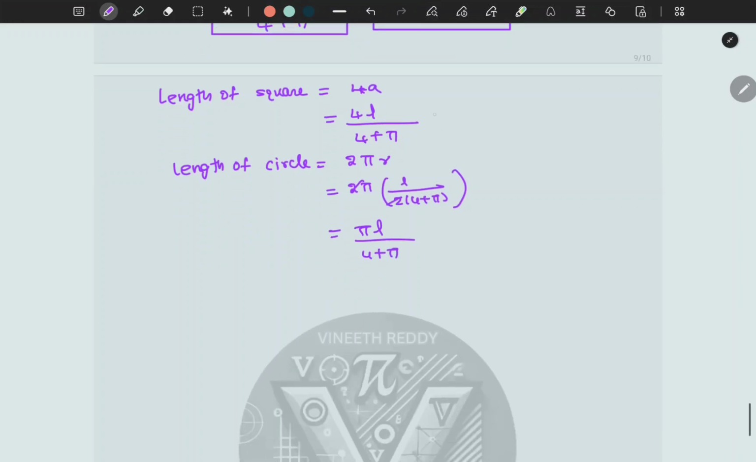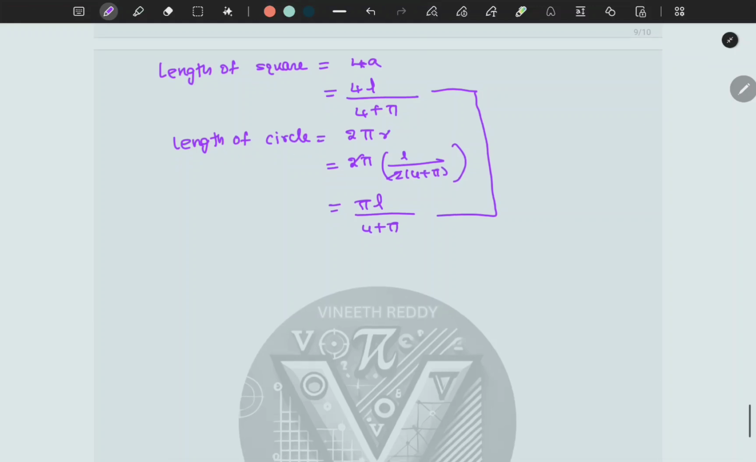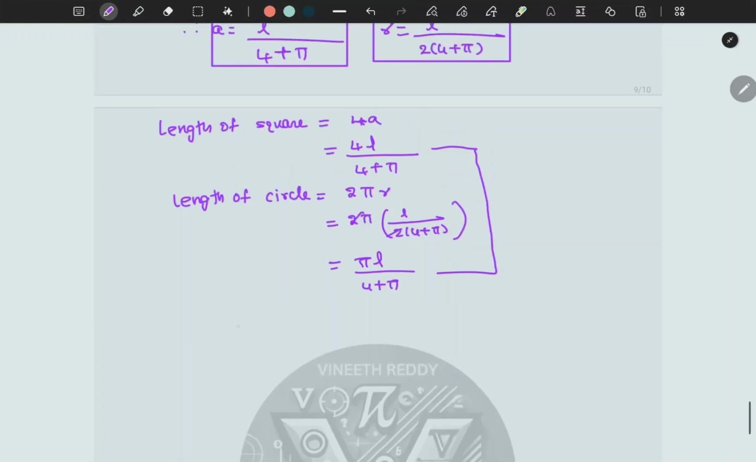So you can cross check. If you add these two, 4L plus pi L, you can take L common, you will get (pi plus 4), that will be equal to L anyways. So that should be the final length. That's it. So I think we are done with it.